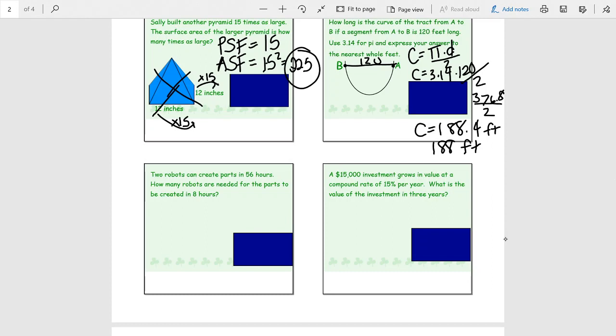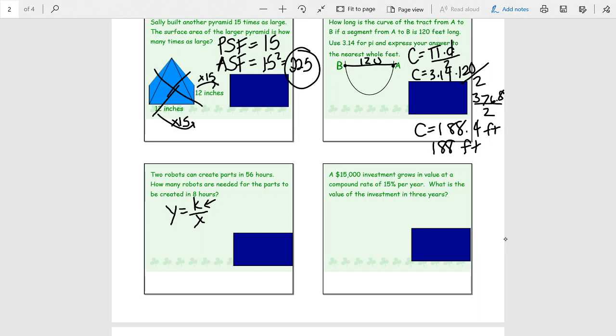Okay, 2 robots can create parts in 56 hours. How many robots are needed for the parts to be created in 8 hours? Before we jump into this, what we actually have to realize is that this is inverse variation. As we increase the number of robots, the time it takes to create these parts goes down. So let's set this up as we know it, and we know that inverse variation is y equals k divided by x. We need to find what that constant is, basically telling us how many hours per robot, how many robots per hour, things like that for our constant.